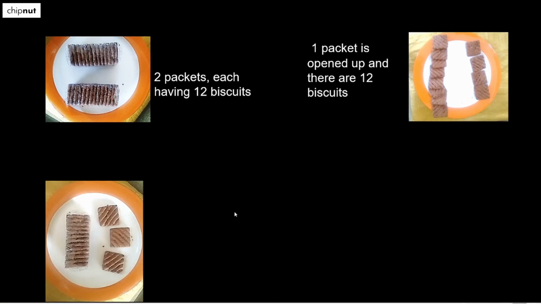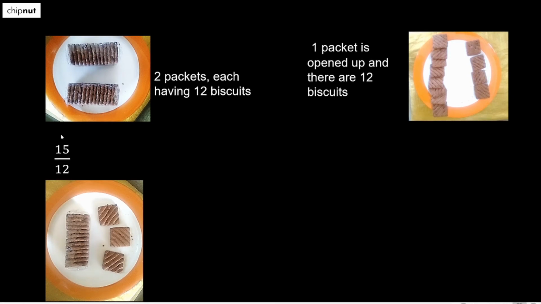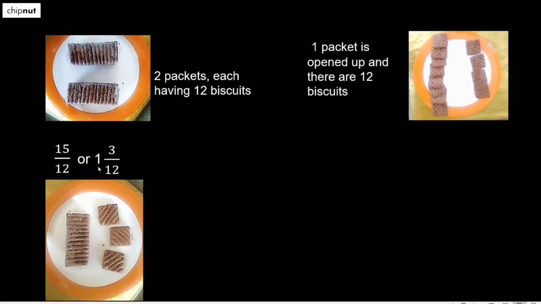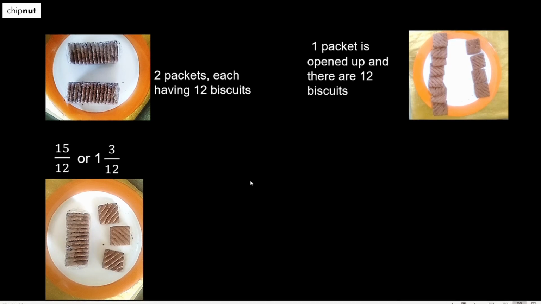Now if I want to take 15 biscuits, what do I do? I get 15 biscuits here, but totally how many biscuits did I have? 24 biscuits I had here. I took 15 biscuits. So this is represented as one part, a whole, and 3 by 12. That means I took one whole biscuit packet and I took 3 parts from an open biscuit packet, and it is represented as 15 by 12.